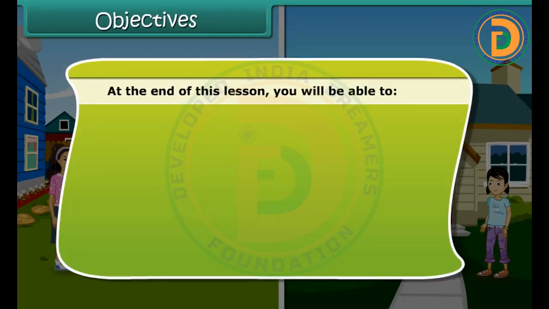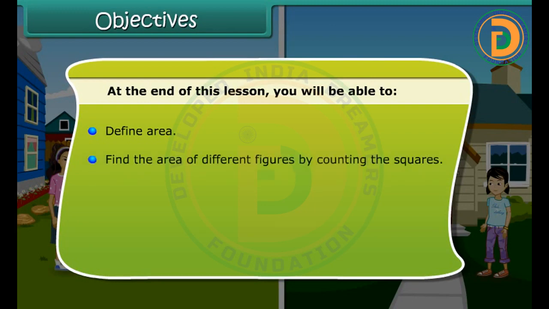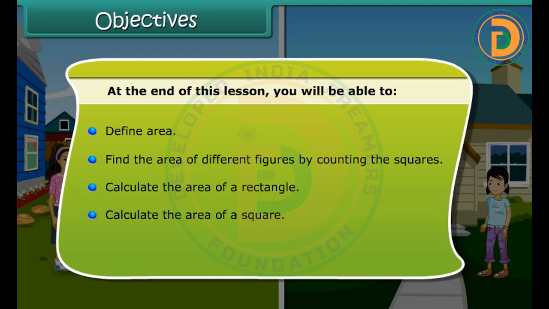At the end of this lesson, you'll be able to define area, find the area of different figures by counting the squares, calculate the area of a rectangle, calculate the area of a square, and calculate the area of composite figures.